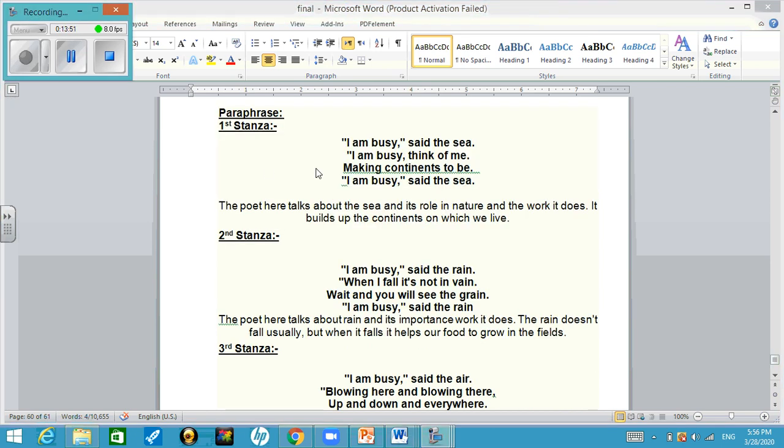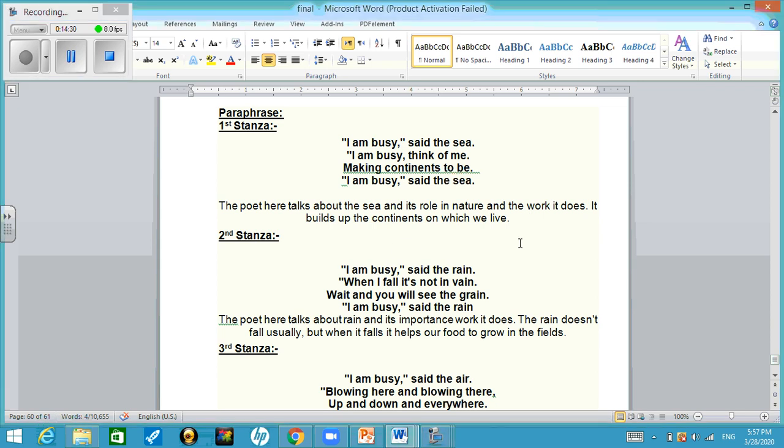Okay, so let's go back to the paraphrase. Okay, what is the paraphrase? Paraphrase is when you take each and every stanza and you just give a small conclusion about what the poet is talking about. So the first one here, I'm busy, said the sea. I'm busy, think of me, making continents to be. I'm busy, said the sea. Okay, so the poet here is talking about the sea and its role in nature and the work it does. It builds up the continents on which we live.